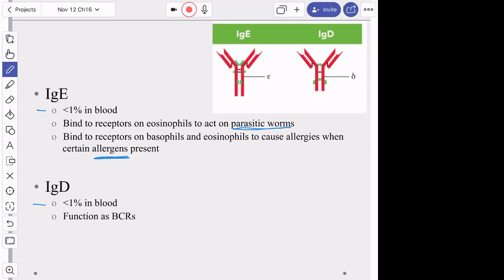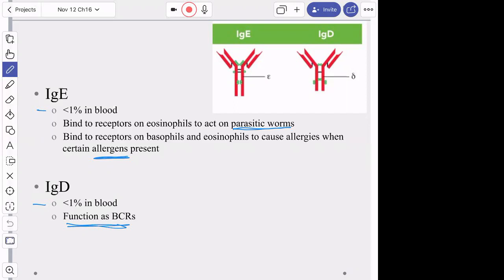Okay, and IgD, we don't know a lot about. We do know that IgD doesn't circulate in the blood. It typically stays bound to the B cell. So it's kind of an antibody that, again, doesn't circulate, stays bound to that B cell. And we don't really understand very much about it.